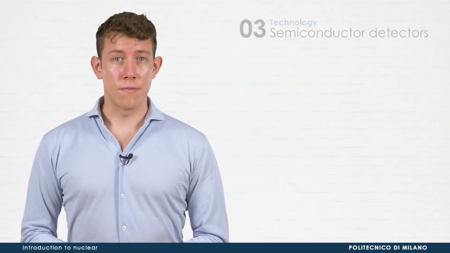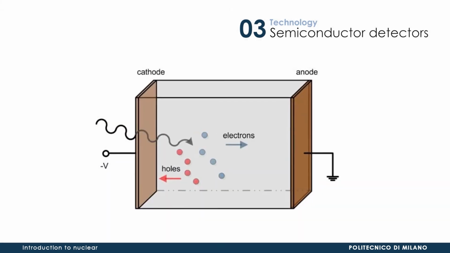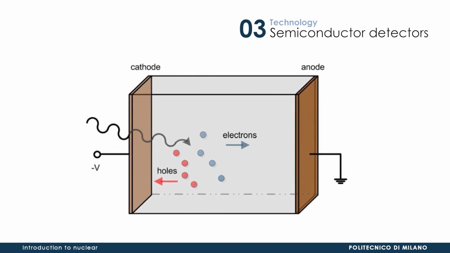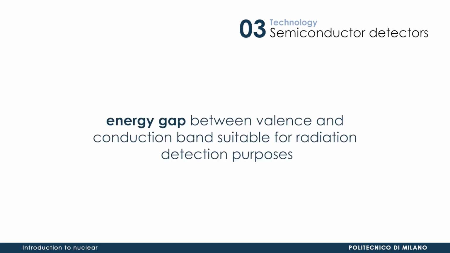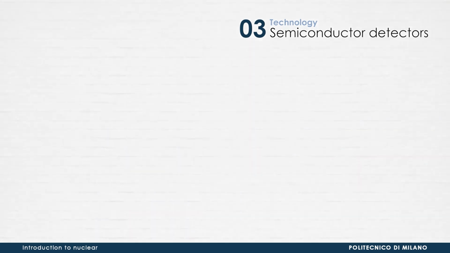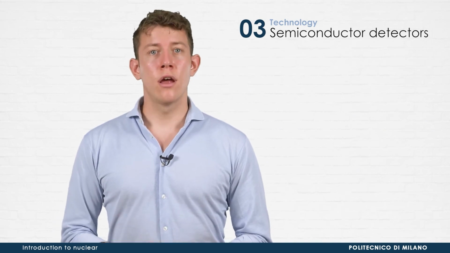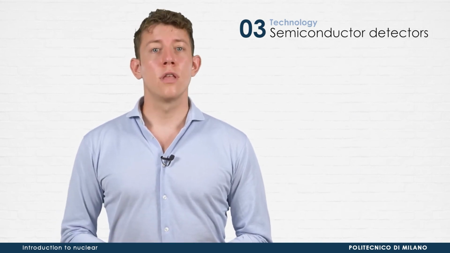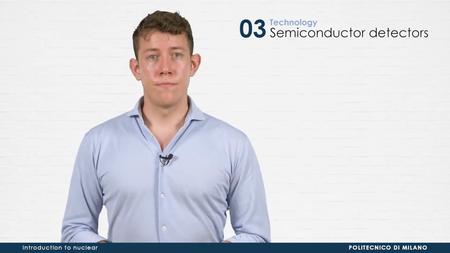Last but not least, semiconductor detectors, as the name suggests, employ semiconductor-type materials to convert the energy of incident particles into charge carriers, namely electron-hole pairs. These materials show an energy gap between valence and conduction band suitable for radiation detection purposes. This means that an impinging photon can promote a very large number of electrons to the conduction band by transferring them just a portion of its energy.